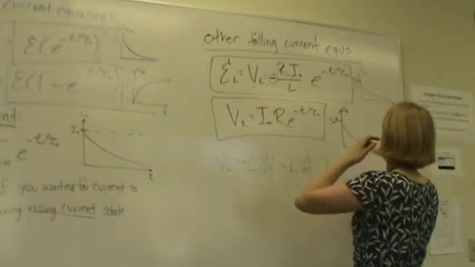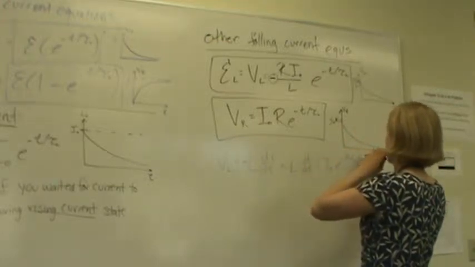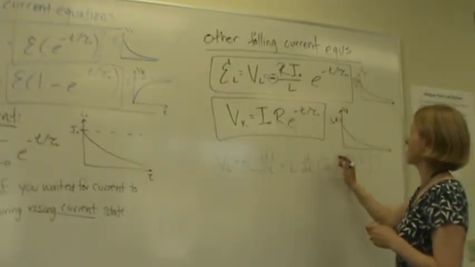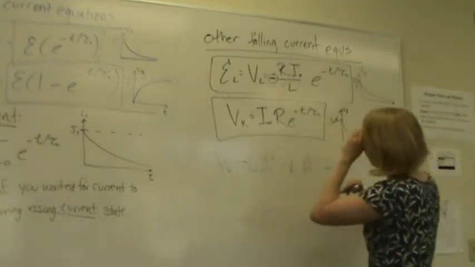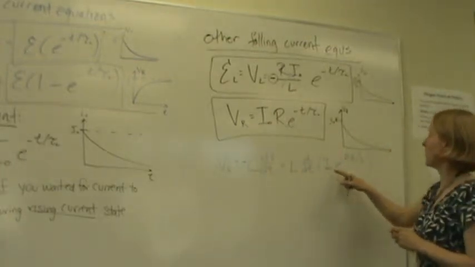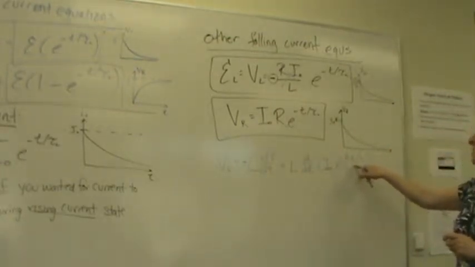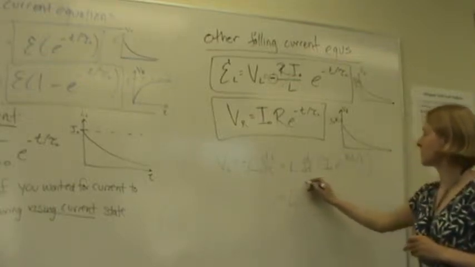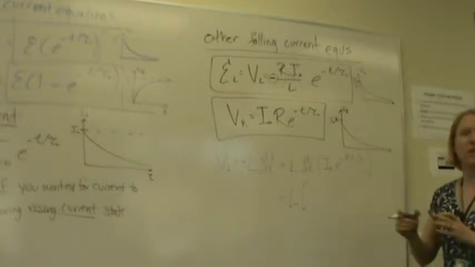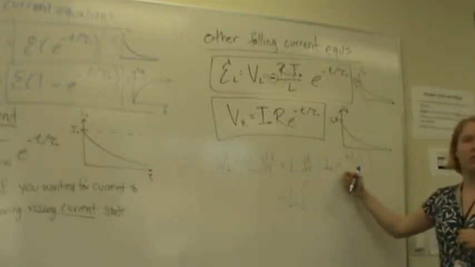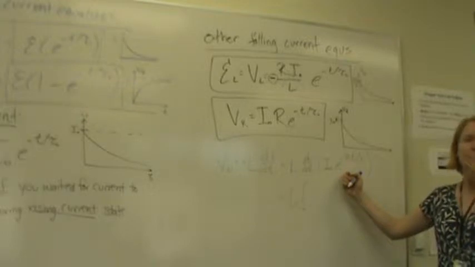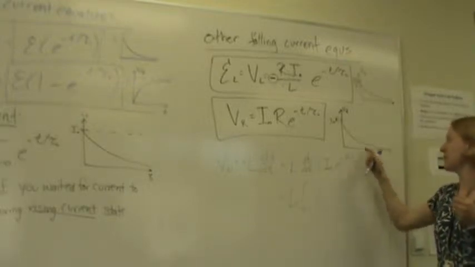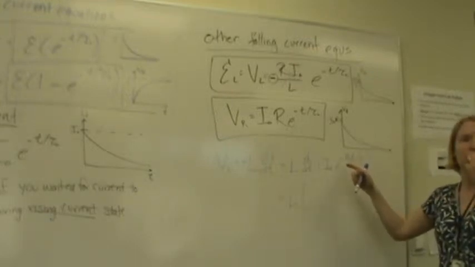Which is minus RT over L. So help me take the derivative of this, because this term isn't right. What's the derivative of I naught e to the minus RT over L? When you take the derivative of an exponential, what do you get? You get the exponential back. Right. What do you do with the stuff in the exponent? Comes out in front, doesn't it?